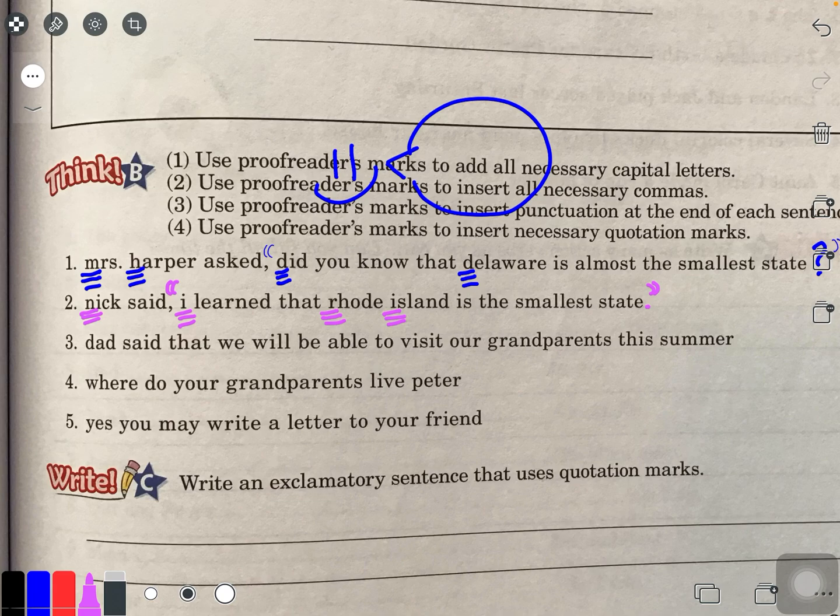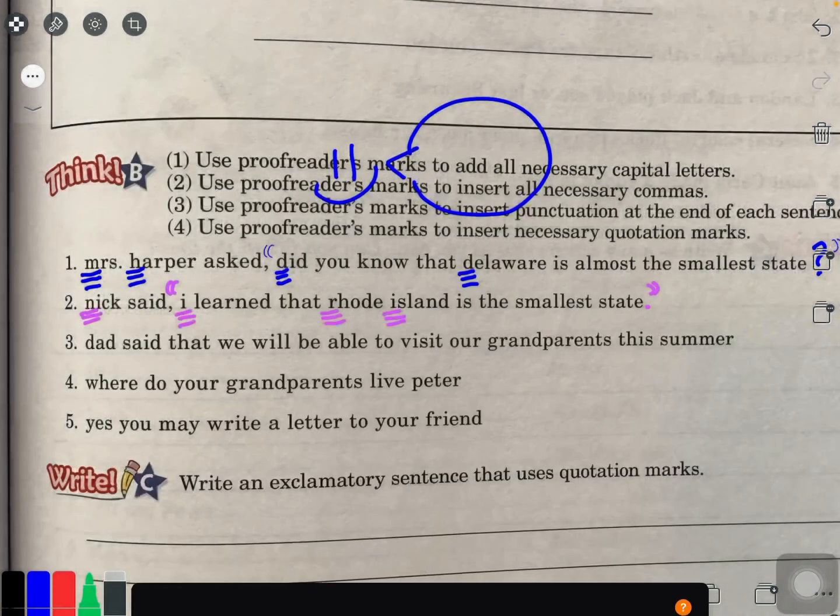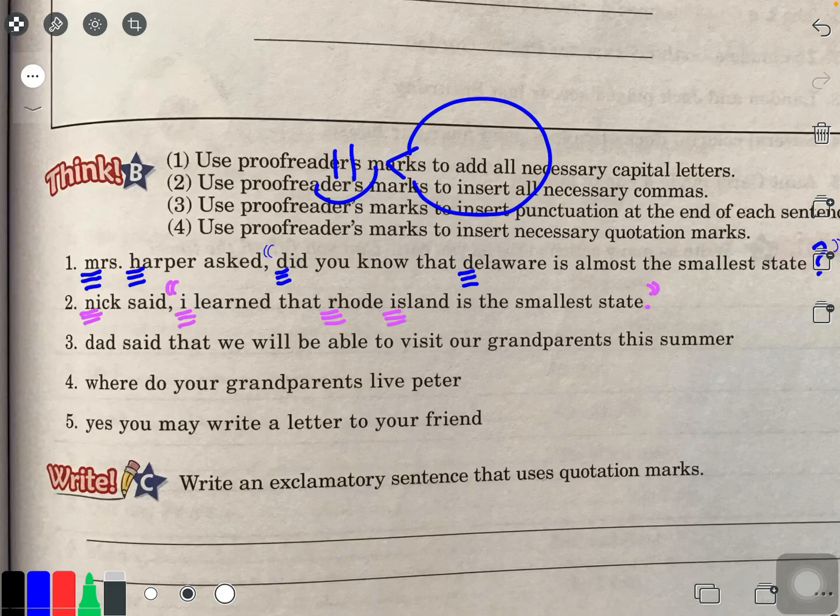All right, number 3. Remember, you can always pause the video if you need to or rewind, okay? Number 3. Dad said that we will be able to visit our grandparents this summer. All right, so let's first of all do step 1 of finding anything we need to capitalize, like the D in dad. And that's basically it. We don't need to capitalize grandparents because we're not calling out to them. We're not addressing them and calling them by name. Neither do we need to capitalize the word summer because it's the name of a season. So D in dad is the only thing we need to capitalize. We do need to put an end punctuation.